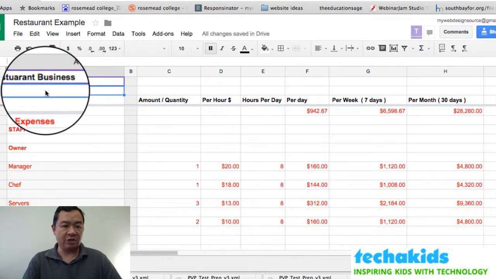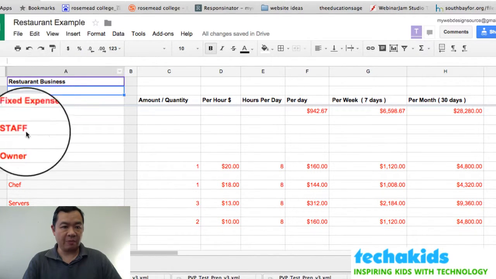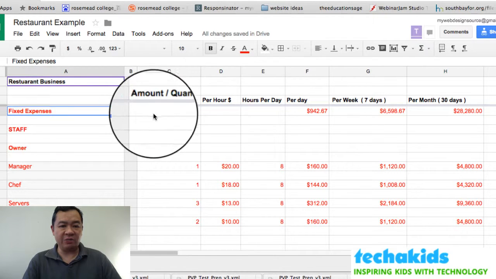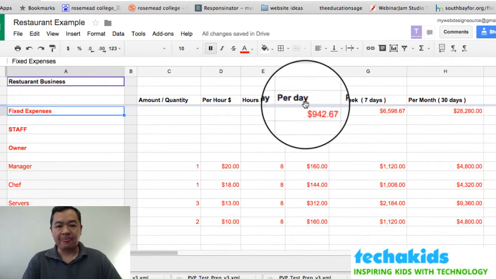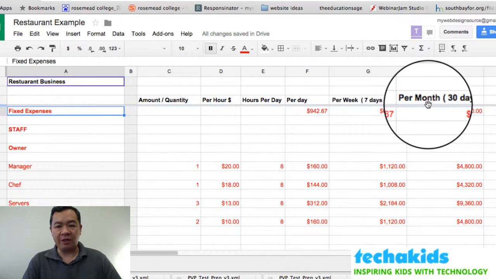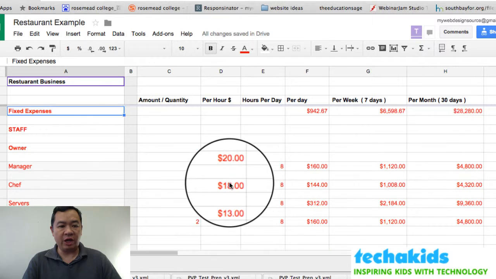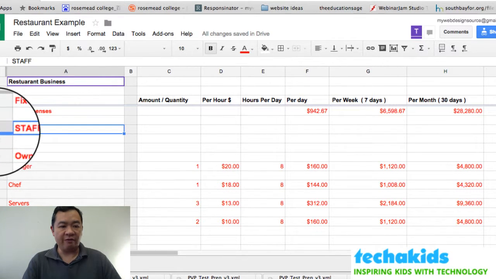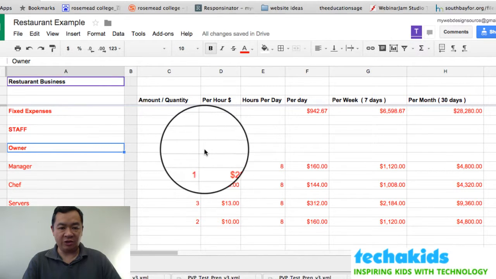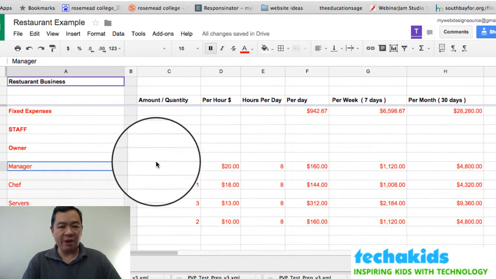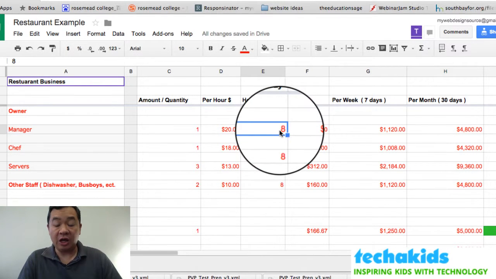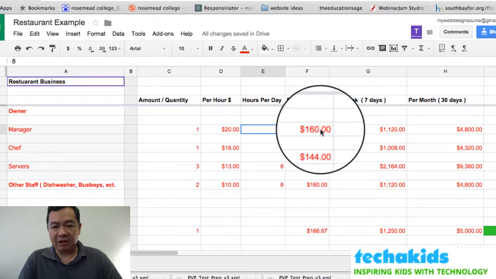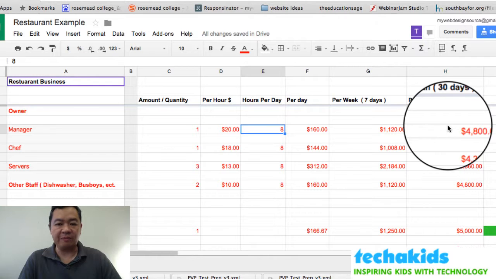So here we are at Google Sheets, and as you can see, we have our fixed expenses, the quantity, the per hour, hours per day, per day, per week, and also per month. In this example, we're going to look at how many staff we have. I didn't look at the owner yet, as you are the owner, but we do have one manager, earning $20 an hour, working 8 hours a day, and earning $160 per day, and then per week and per month.